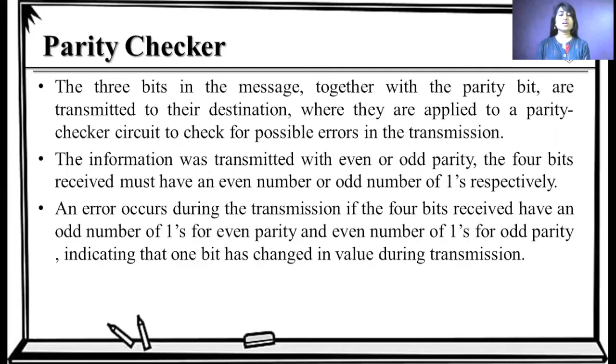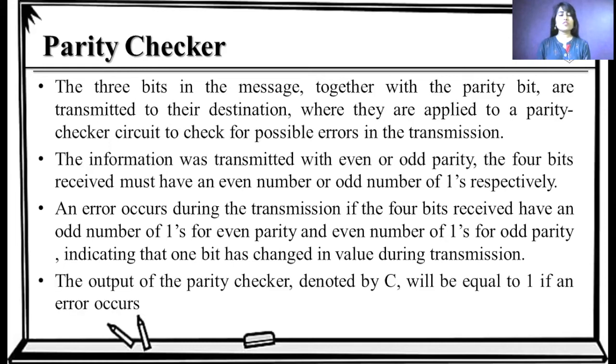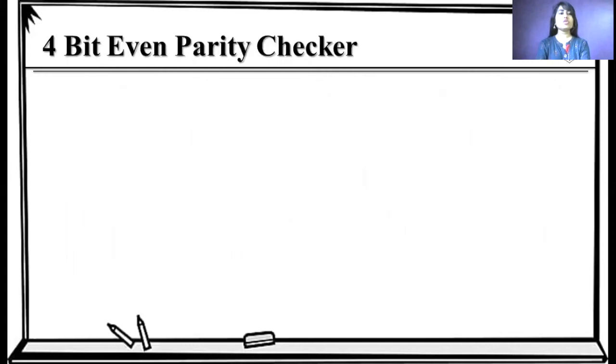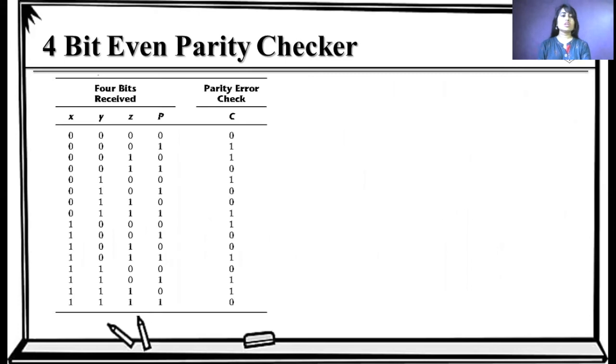An error occurs during the transmission if the 4 bits received have an odd number of ones for even parity and an even number of ones for odd parity, indicating that 1 bit has changed in value during transmission. The output of the parity checker, denoted by C, the checksum, will be equal to 1 if an error occurs. So here let's discuss the 4-bit even parity checker. Here we have a table. We have a total of 4 bits received: X, Y, Z, P bit.